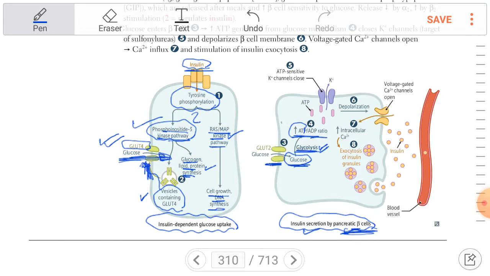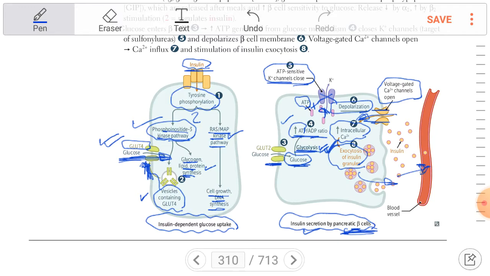of the glucose, leading to more ATP that will go to this channel to close it. This channel is called the ATP sensitive potassium channel. Once there is closure of it, leading to accumulation of potassium inside, leading to depolarization. Depolarization leads to opening of another channel, called the voltage-gated calcium channel, which will lead to entrance of calcium, leading to increased intracellular calcium. Then there is exocytosis of insulin granules, which will lead to insulin going to the blood.